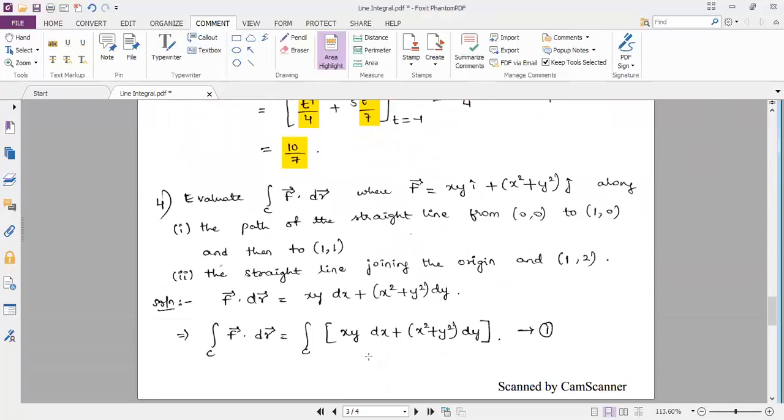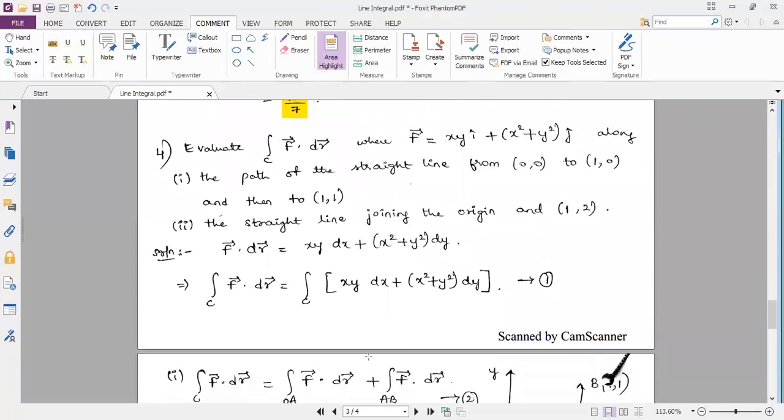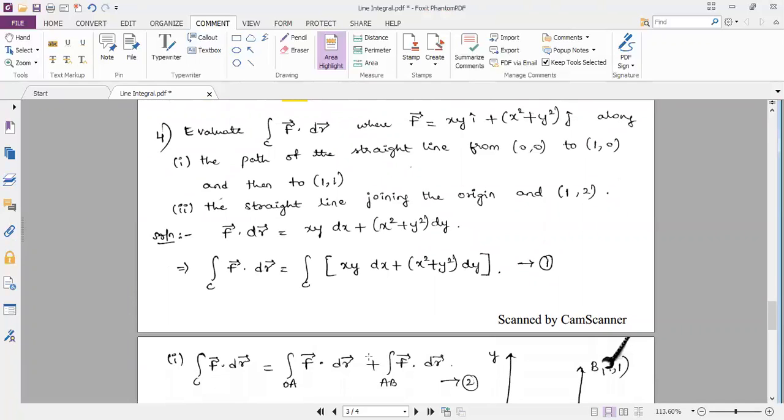So lastly, we discuss another problem wherein we need to evaluate the integral over c of f dot dr for different cases. Given f is equal to xy i plus x square plus y square j, the first case is to evaluate the integral over C of f dot dr along the path of the straight line from 0, 0 to 1, 0 and then to 1, 1. So we need to draw the straight lines from the origin 0, 0 to 1, 0 and from 1, 0 to 1, 1. That has been shown in the graph below.